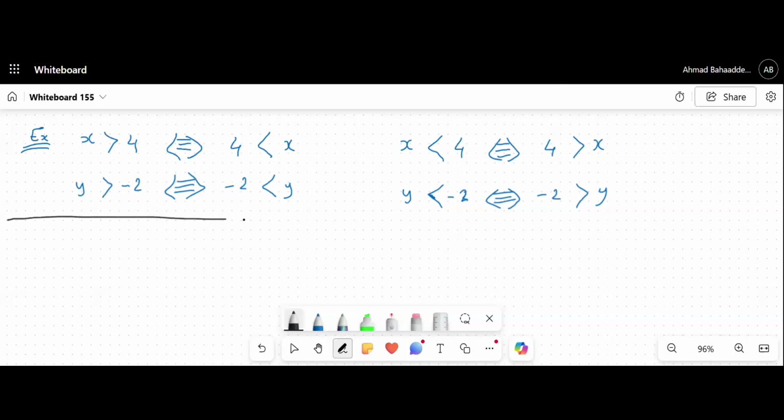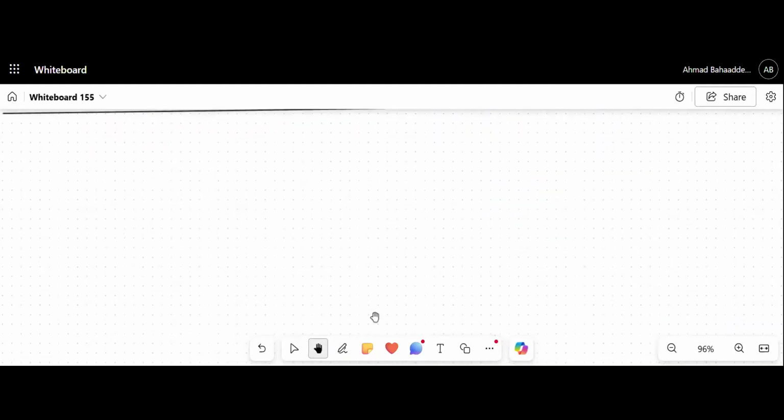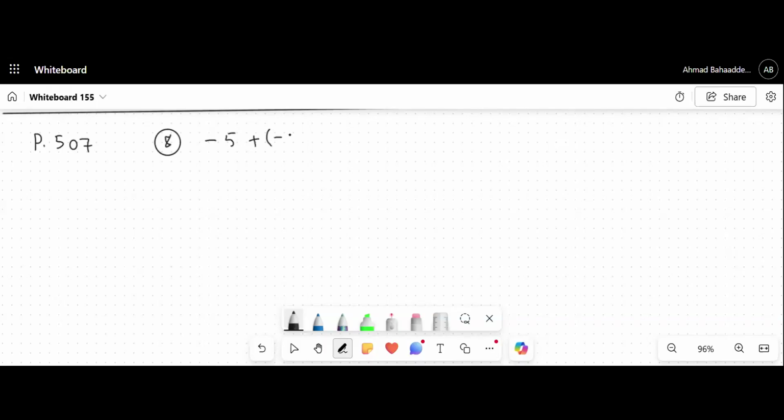Let me just start with some of the questions we had on page 507. So if I go a little bit up, I have page 507. And there are the questions. For example, question number 8. It says here, guys, in question number 8, -5 plus, and then -6.